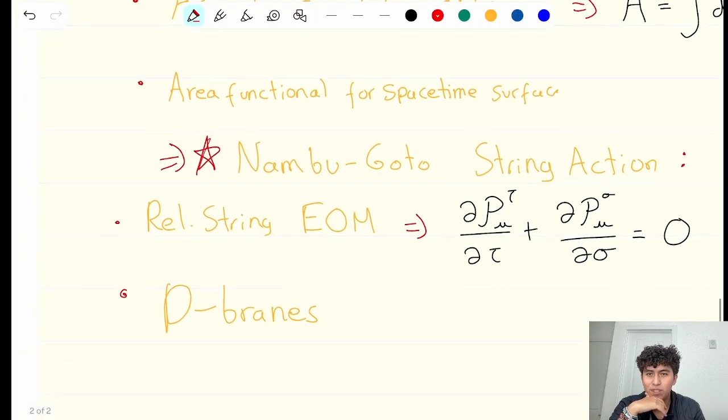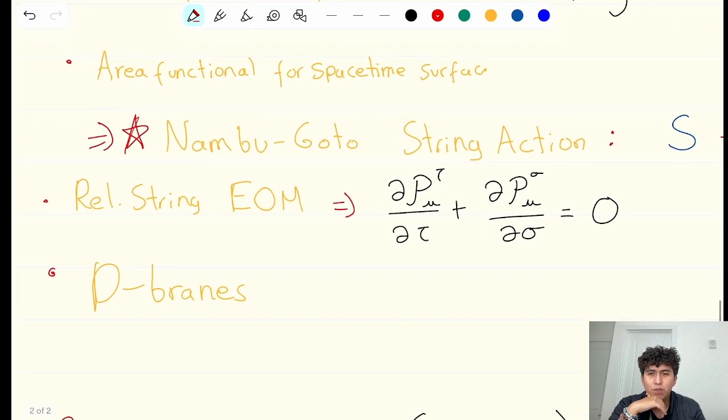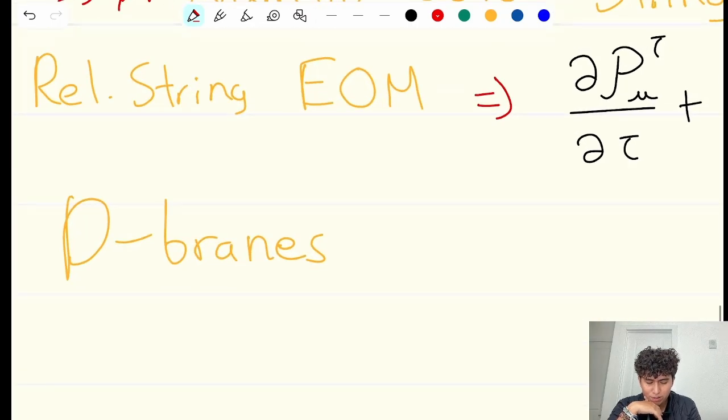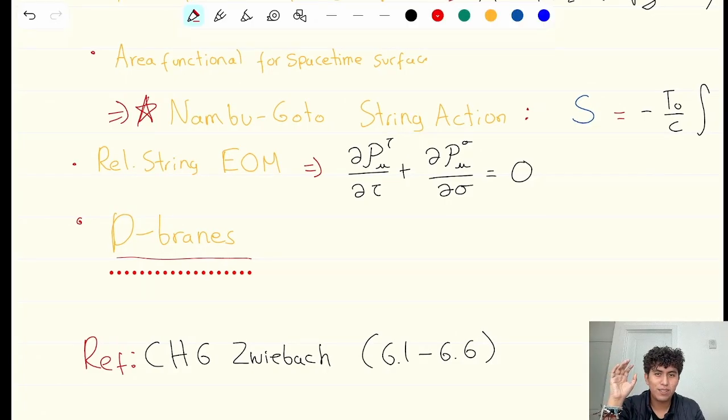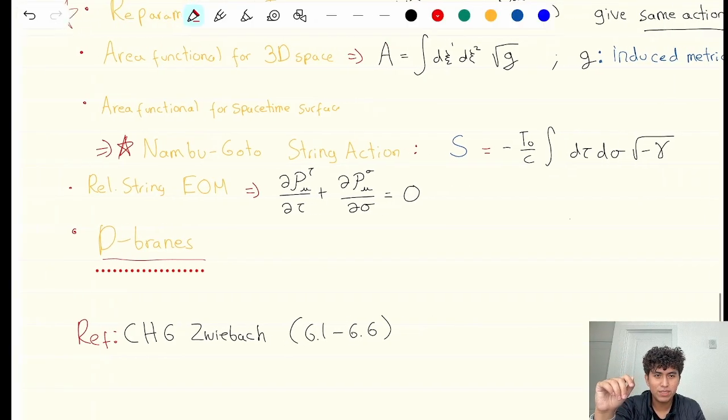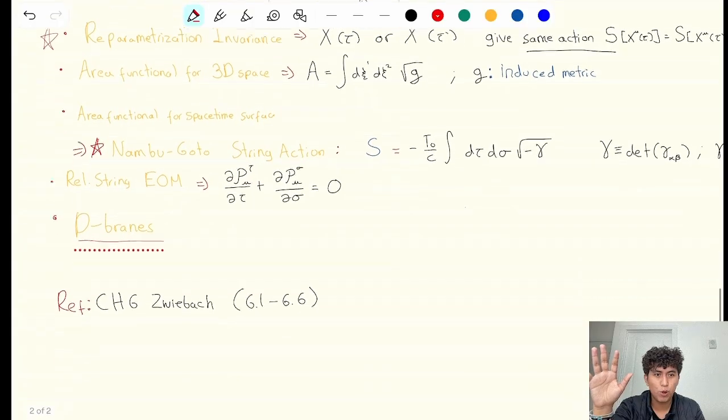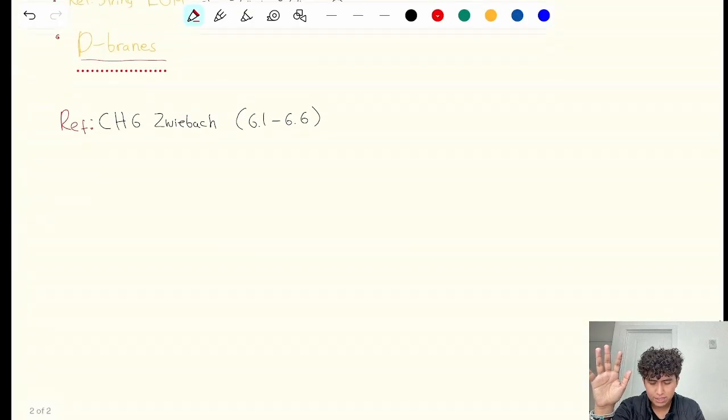So the Nambu-Goto action, and then from there we're going to get the equation of motion. And from the equation of motion, we're going to hint more into D-branes. We're going to analyze a bit about what's going on, because now we can actually talk about D-branes with relativistic strings. But I'm going to talk in detail about all of this. Let us get started.